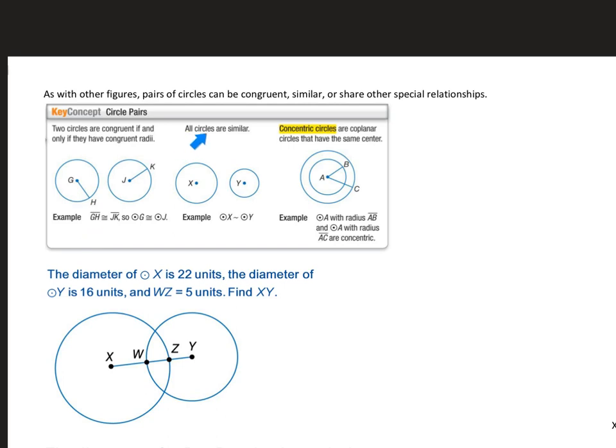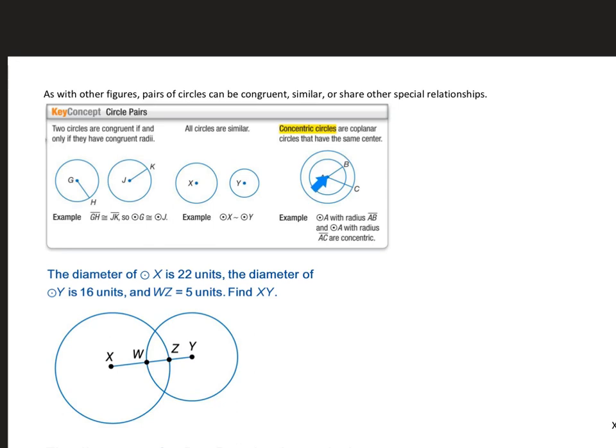It is true that all circles are similar. So here I have circle X and I have circle Y. Circle X is similar to circle Y. Again, all circles are similar. And the other special property are concentric circles. They are coplanar circles that have the same center, but they will have different radii.